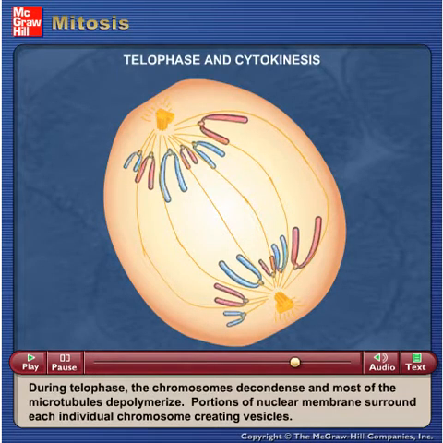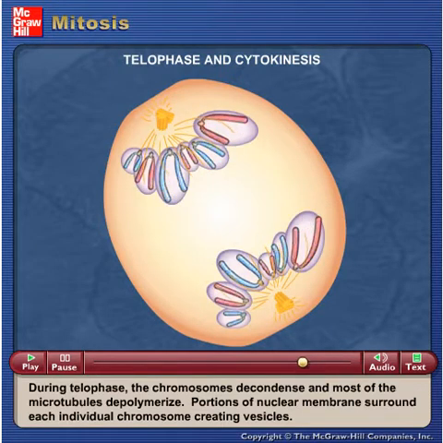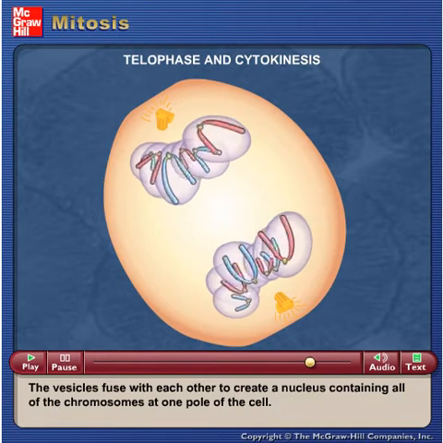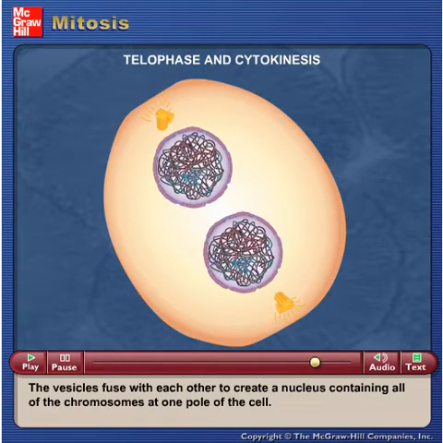During telophase, the chromosomes decondense and most of the microtubules depolymerize. Portions of nuclear membrane surround each individual chromosome, creating vesicles. The vesicles fuse with each other to create a nucleus containing all of the chromosomes at one pole of the cell.